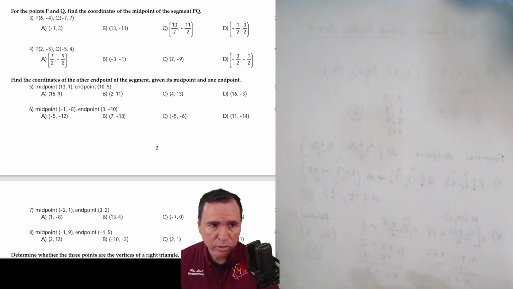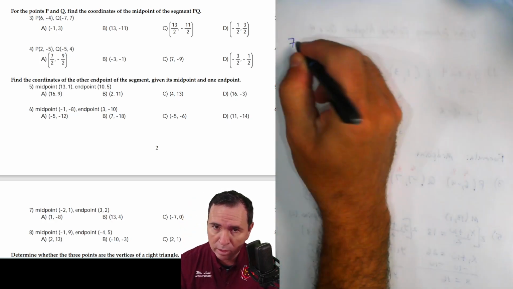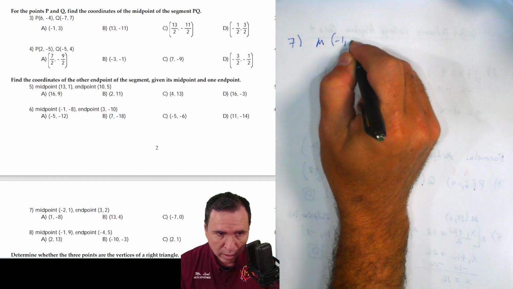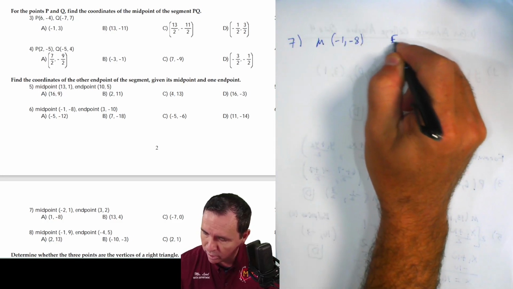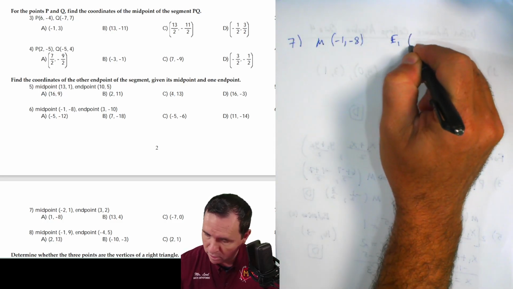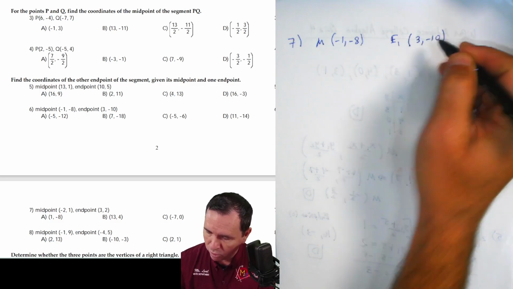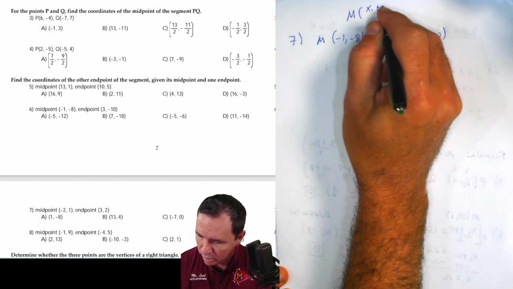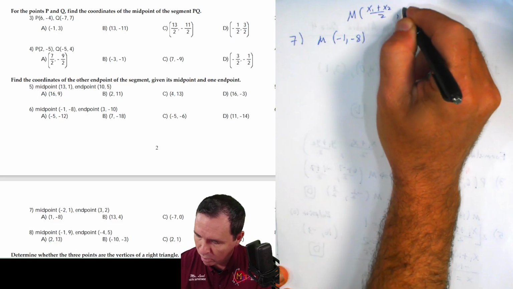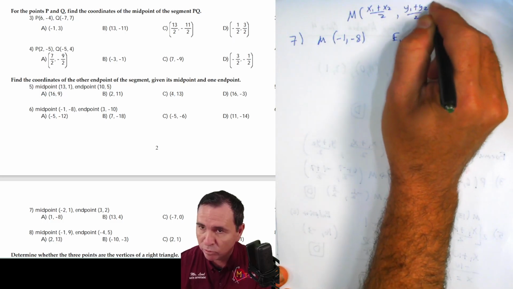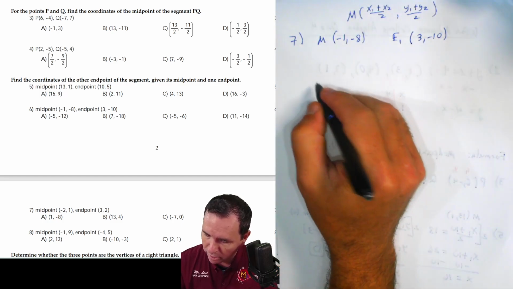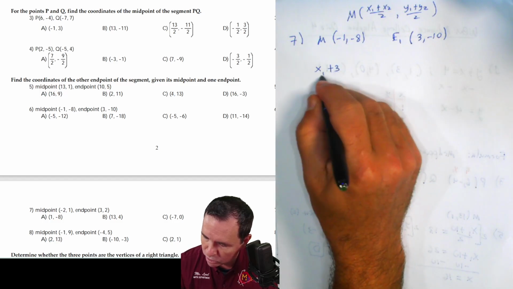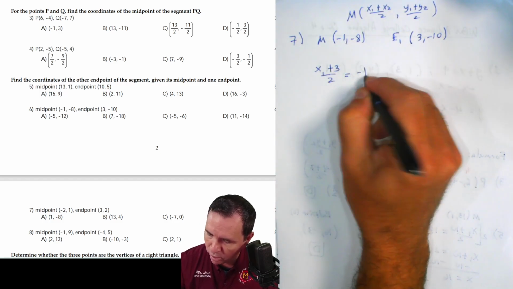So let's go ahead and do it. Problem number 7. We got midpoint is negative 1, negative 8. One of the endpoints, we'll call it endpoint number 1, is 3, comma, negative 10. So what do we know? We know that the midpoint formula is x1 plus x2 over 2 and y1 plus y2 over 2. So we have to reverse the process. We have to say, all right, that means that x1 plus 3 over 2 has to equal negative 1.